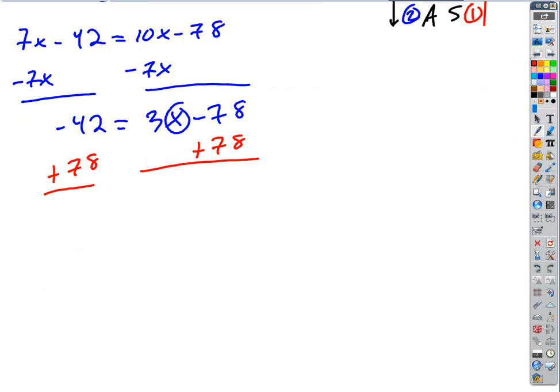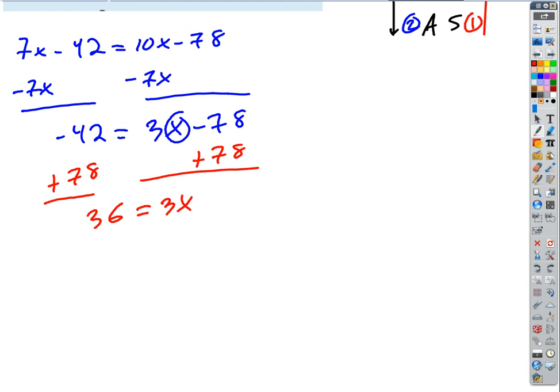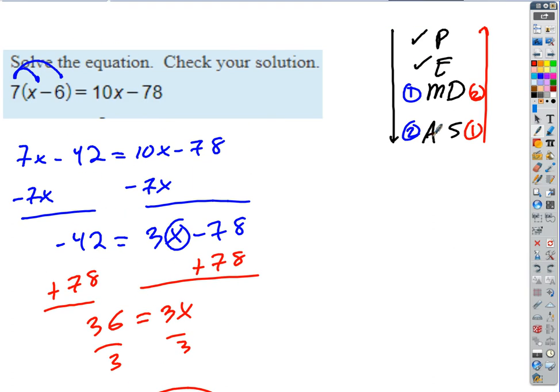And the 78s cancel, and you get 3x equals, what, 36? Okay? And then what's next? Yeah, you divide by 3, because multiply divide is next. So you divide everything by 3, and the 3's cancel, and you get x equals 12, right? Okay, no biggie. But look what you did. You simplified until you could isolate a variable, and then you isolate, right?